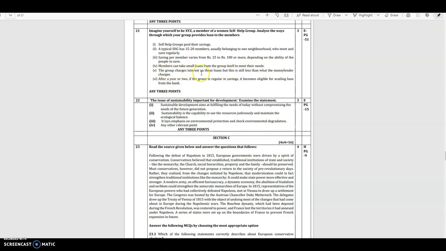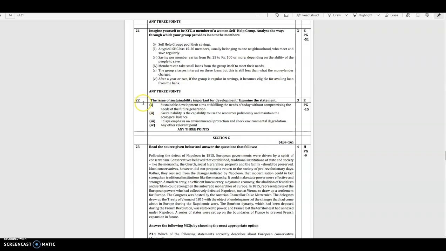The group charges interest on these loans, but this is still less than what the money lender charges. What about the interest of the money lenders or informal sector? They charge a high rate of interest compared to the formal sector. Then after a year or two, if the group is regular in savings, it becomes eligible for availing loan from the bank. So you have to write point wise. This is on page number 51 of our economics textbook. Study well and write the answer point wise. You have to write any 3 points related with this question.